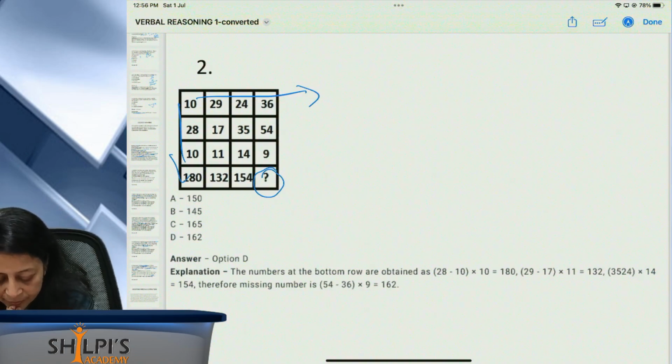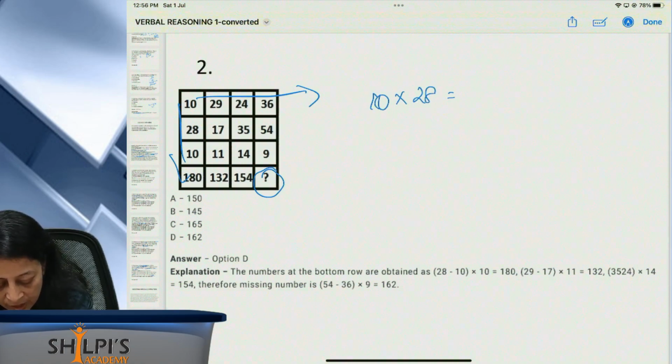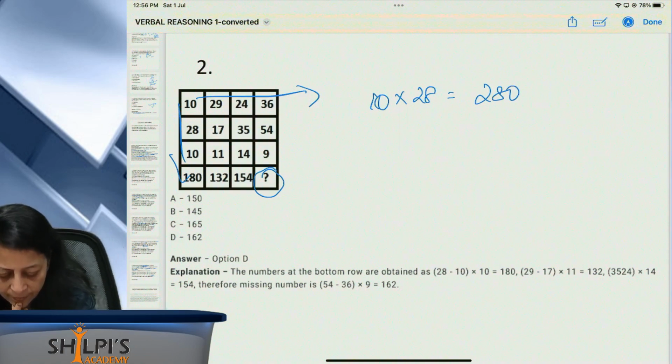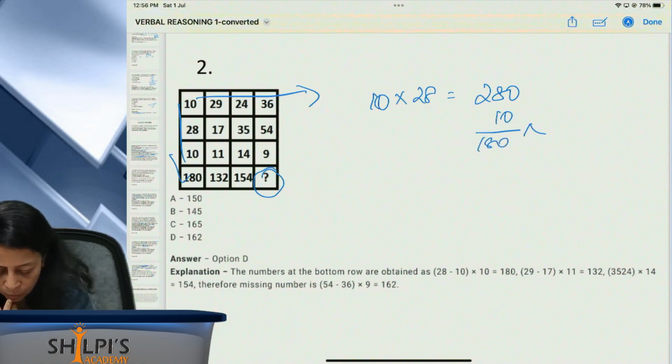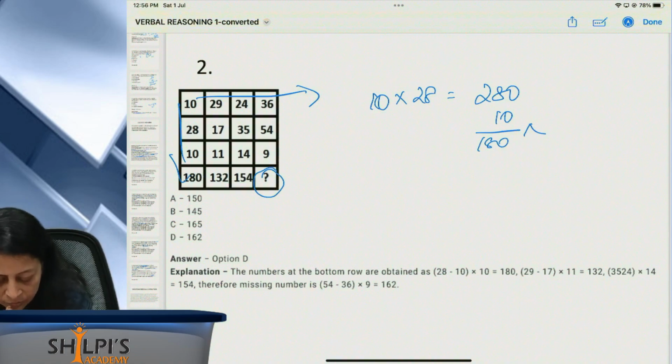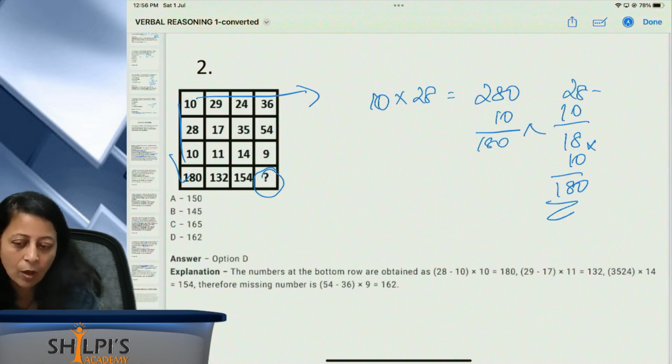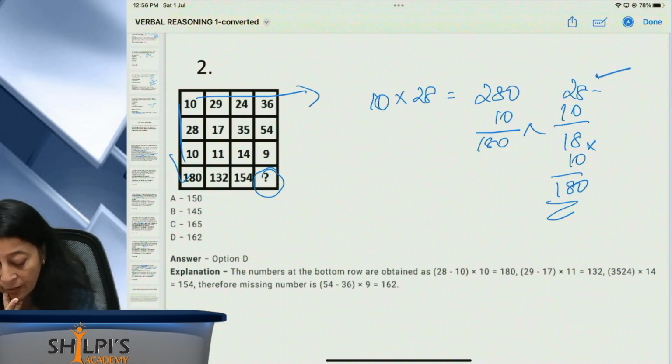So, here 10 into 28 is 280 and minus 10, no, 180, so this cannot be the rule. So, 28 minus 10 you get as 18 and 18 into 10 you get as 180. So, for the first column I got something. Let me check whether the same gets applied.